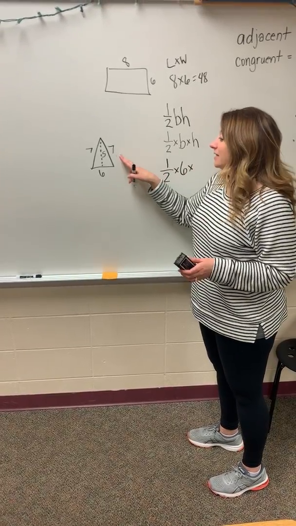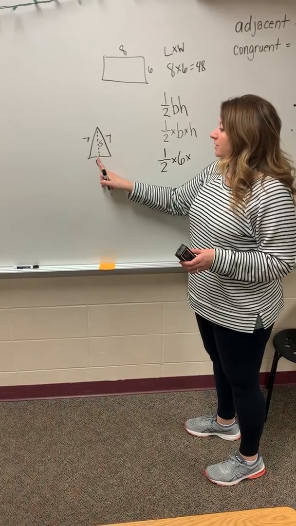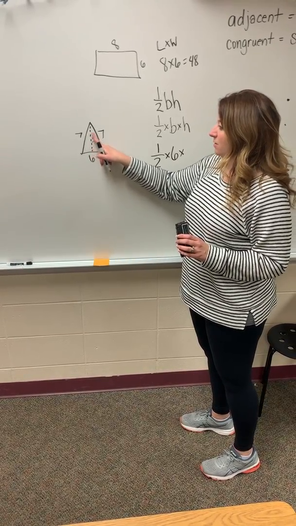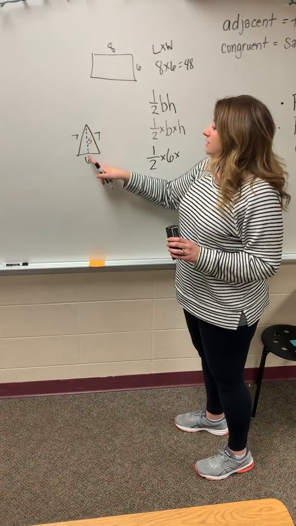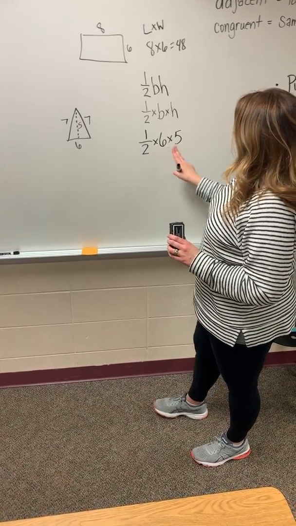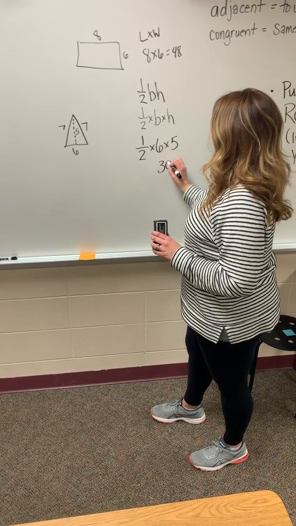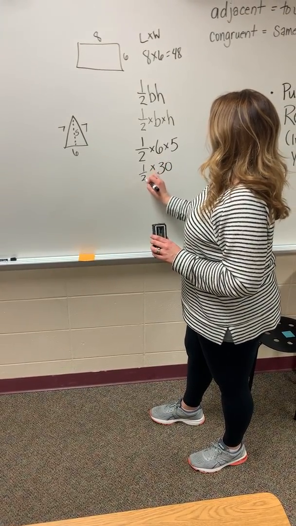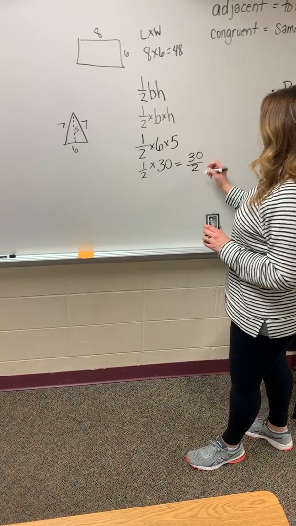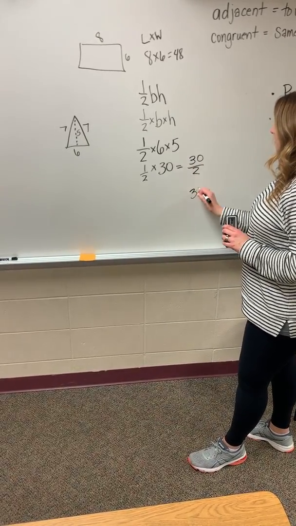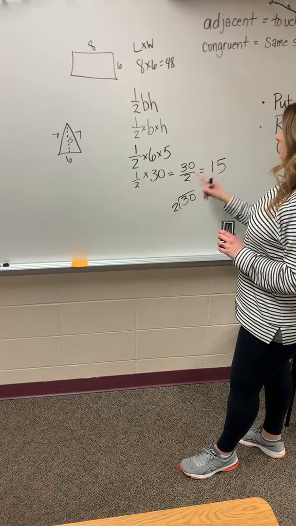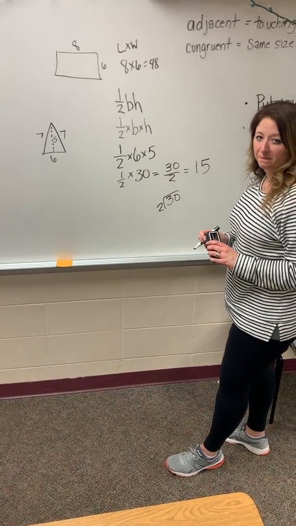Now some of you might think that it's 7, but actually the height is the length that goes from the base all the way to the peak of the triangle. So in this case, that is 5. I'm going to do the 6 times 5 first because that's easy for me. Times the 1/2 is 30 over 2. And then 30 divided by 2, you can work it out with long division, but I just happen to know that 30 divided by 2 is 15.